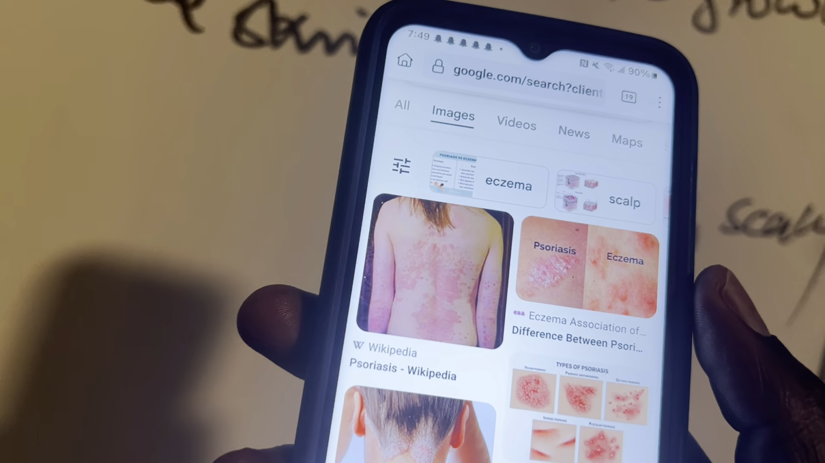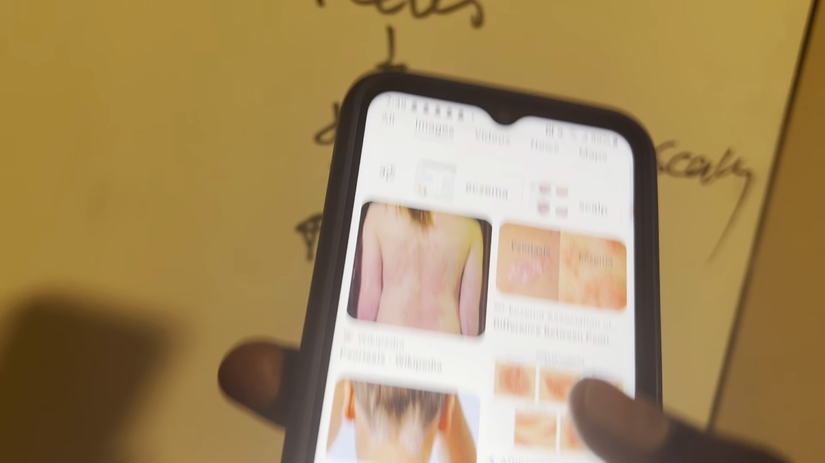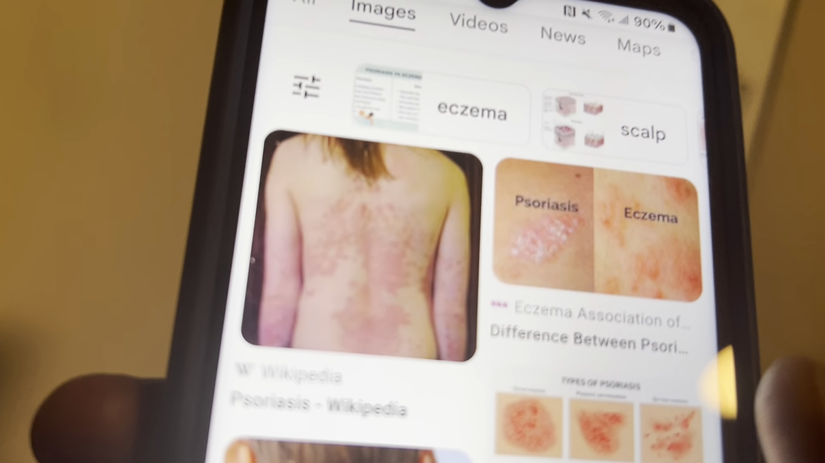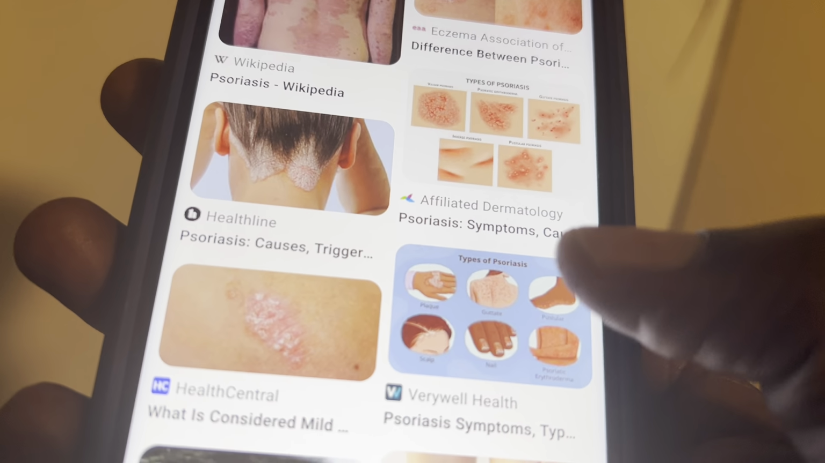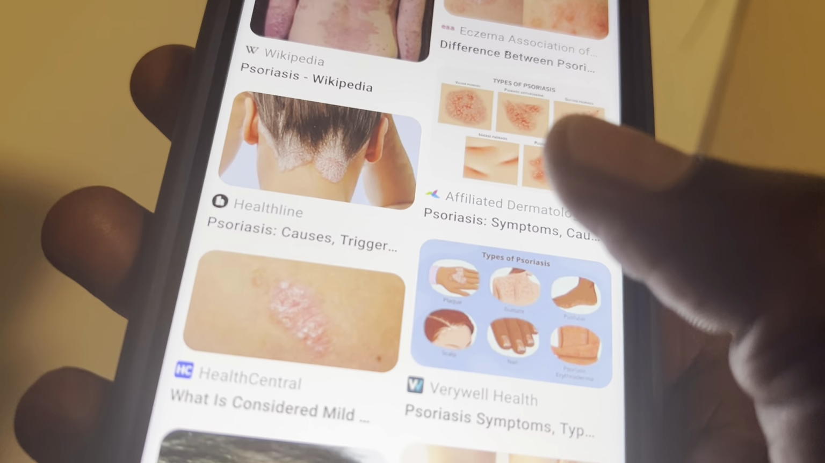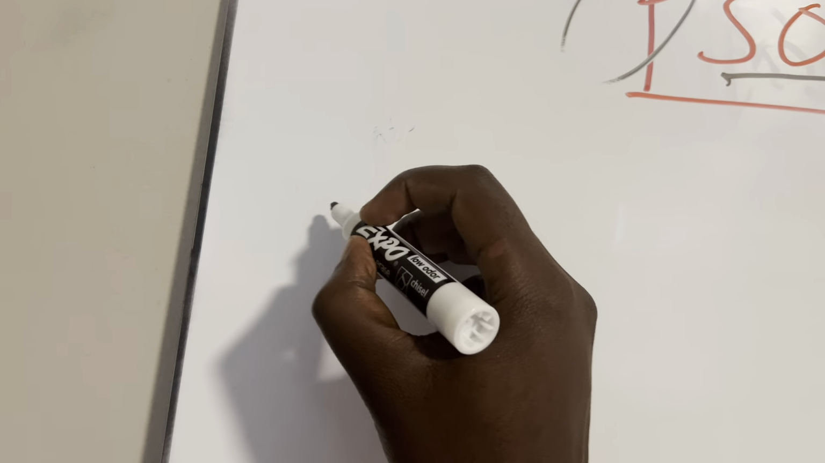So I can quickly show you. This is an example of psoriasis photos, like at the back of the head. So this is the definition: a chronic skin disease or disorder that accelerates the growth cycle of skin cells, resulting in thick red scaly patches. So there are different types.